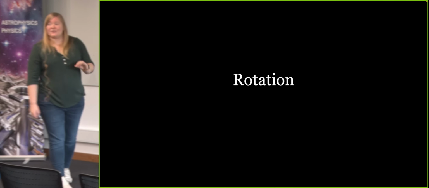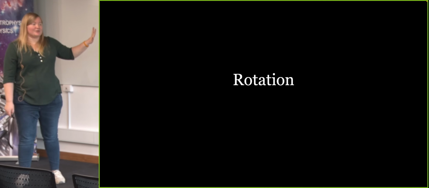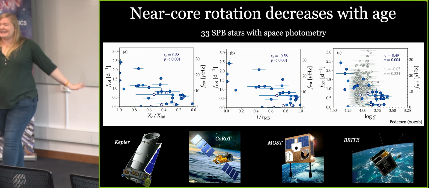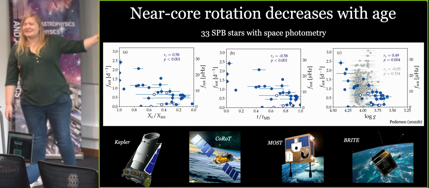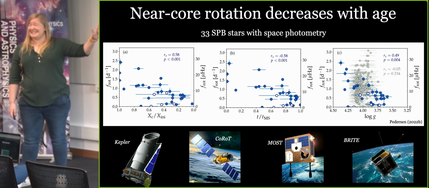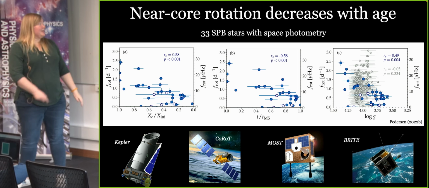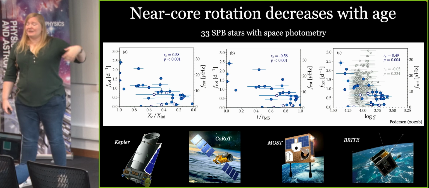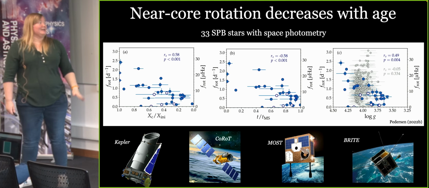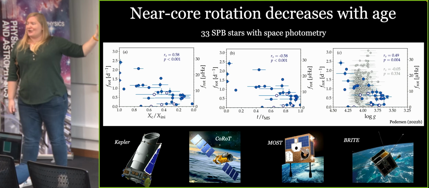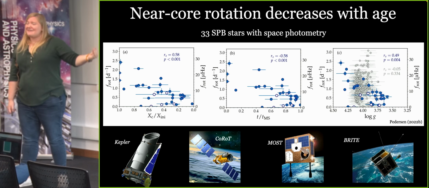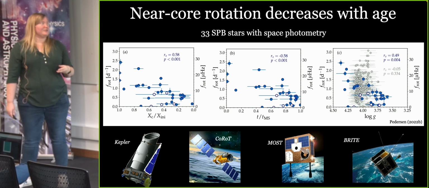So instead of just focusing on our sample, we included also additional stars that are observed by space telescopes, and now plot the rotation frequency as a function of three different age indicators for the stars, where on the left we have again the amount of hydrogen in the core with respect to the initial one. In the center is the age with respect to main sequence lifetime. And on the right, we're using the surface gravity as an age indicator of the stars.